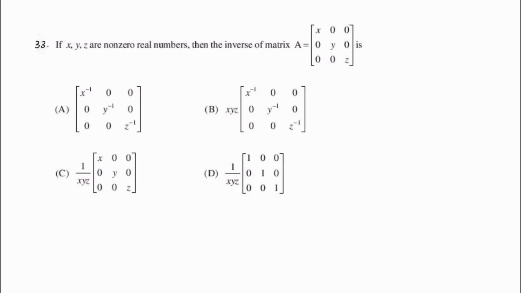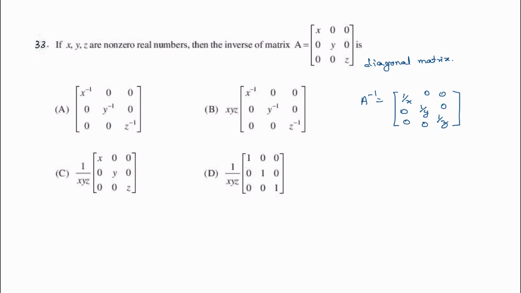Question 33. If x, y, z are non-zero real numbers, then the inverse of matrix A is. Look at this matrix. This is a diagonal matrix. What is a diagonal matrix? Non-diagonal elements will be zeros. So for a diagonal matrix, it is easy to write the inverse. Just you have to write the reciprocals of the diagonal elements. Non-diagonal elements will be zeros. Okay, you have to remember this.